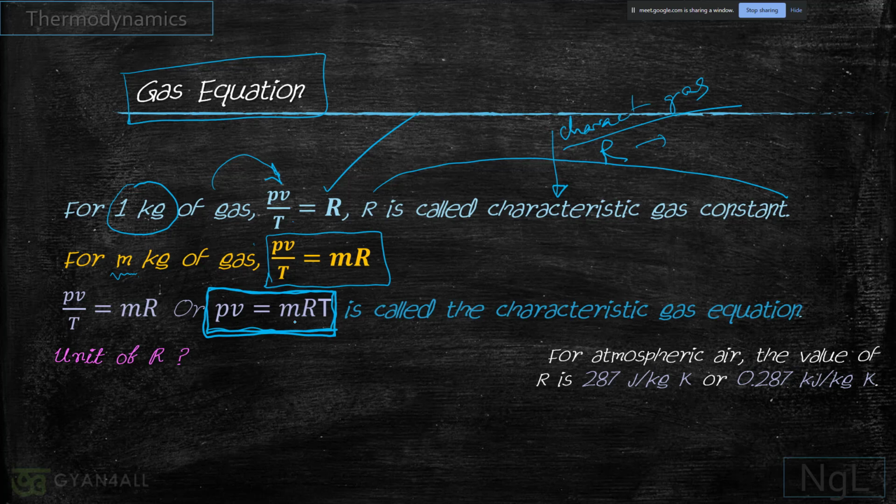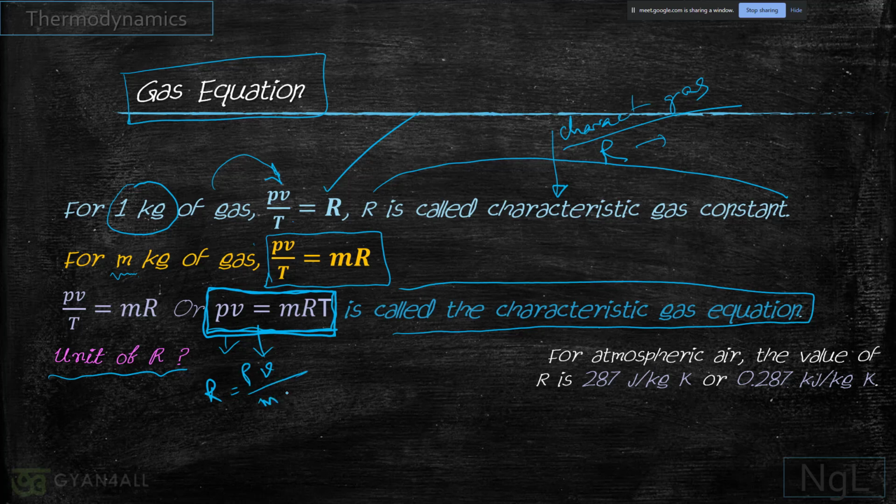So what is P? Absolute pressure. What is V? Volume. M is the mass of the gas. R is the constant called the characteristic gas constant, and T is absolute temperature. Accordingly, this equation is called the characteristic gas equation. Now the question is the unit of R. What will be the unit of R? From this equation, R is equal to PV divided by mT.